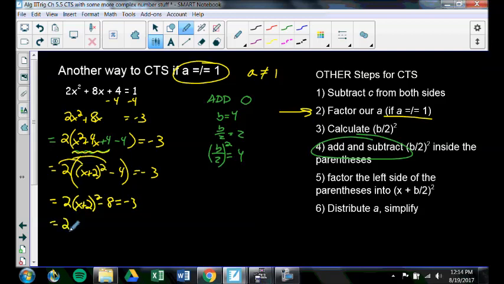Then add the 8 to both sides. I can't say equals anymore because I'm changing this a little bit. 2 times x plus 2 squared equals 5. From here, I could divide by 2, square root, and solve. Yeah, let's do it.